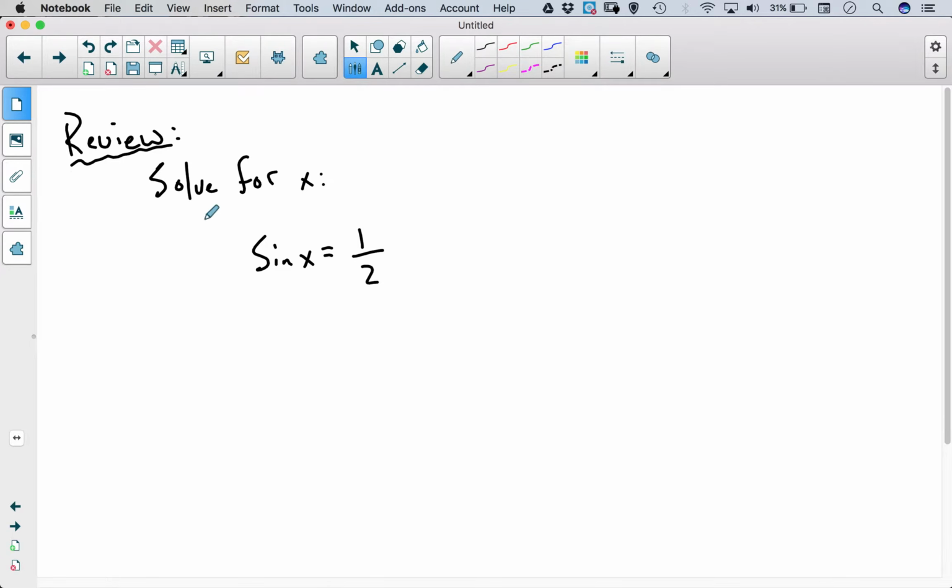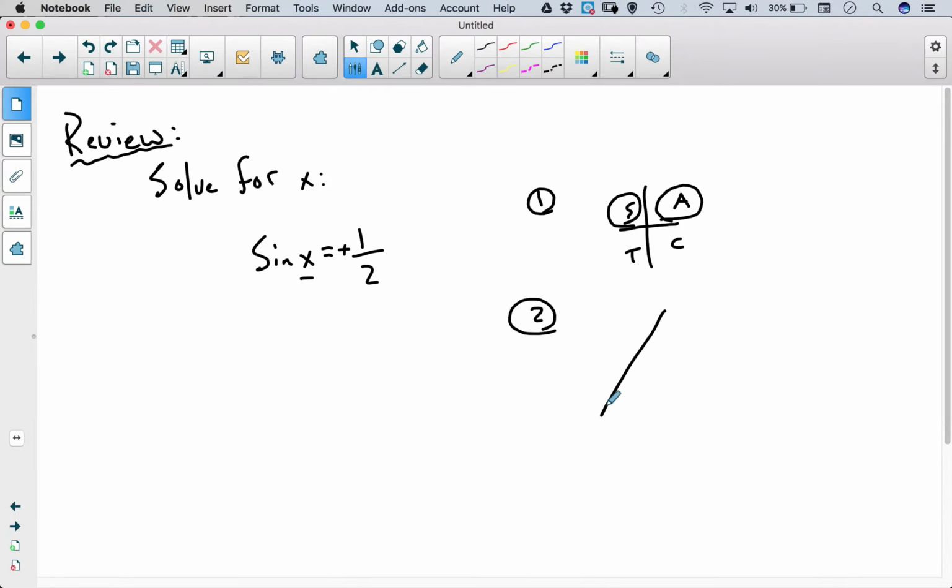So remember last day we started talking about solving for x, where x is an angle. So we don't know what the angle is here for x. Remember the first thing that we had to do was use our CAST rule to figure out in which quadrants is this sine value equal to a positive 1/2. So we knew that there was going to be a positive value in the sine quadrant and a positive value in the all quadrant. So that's the first little bit we should know.